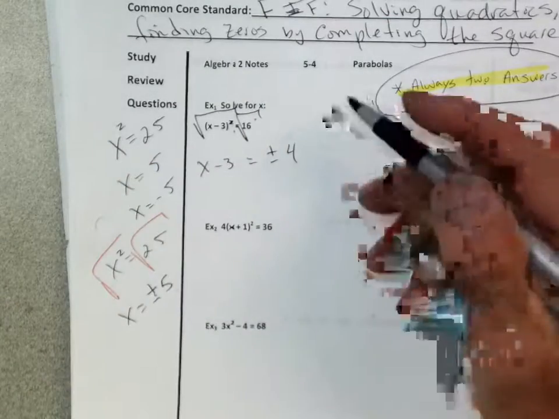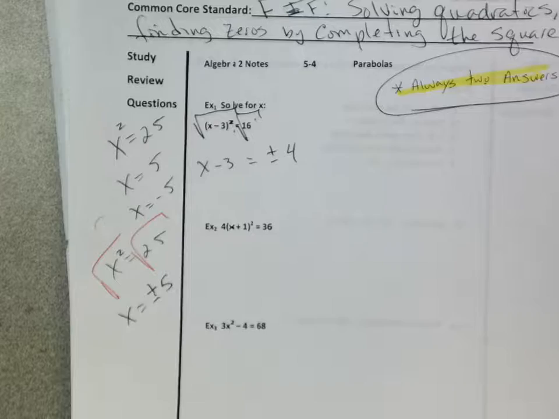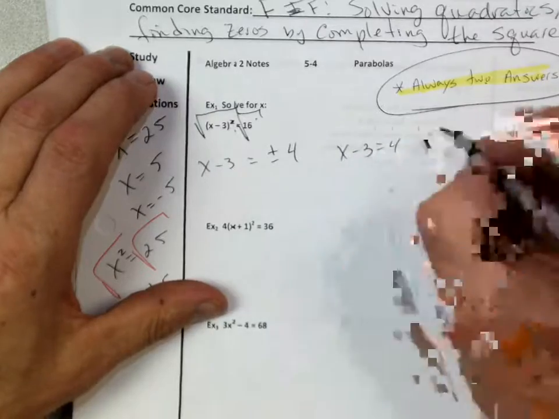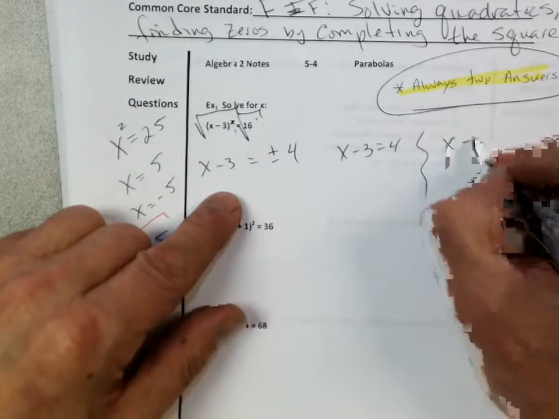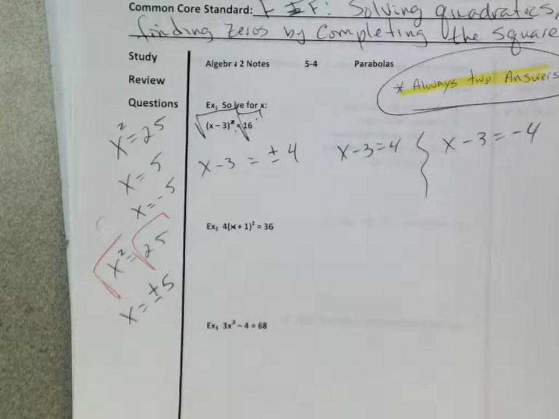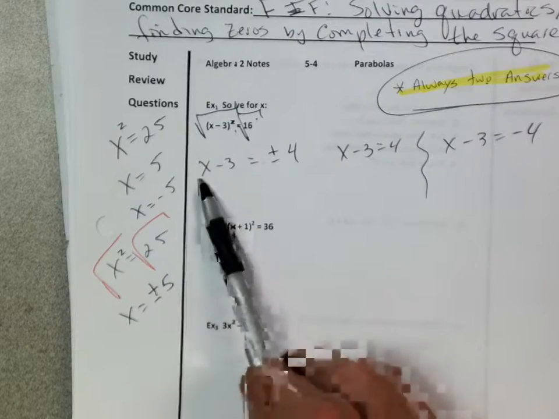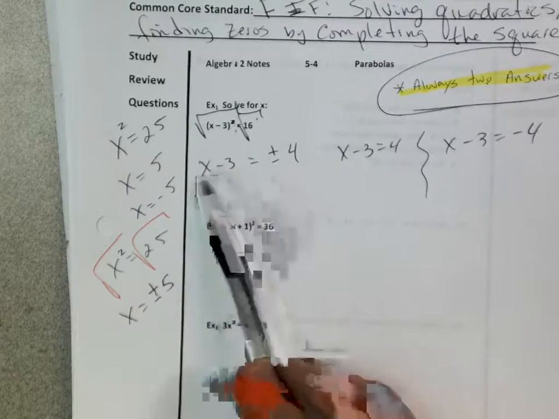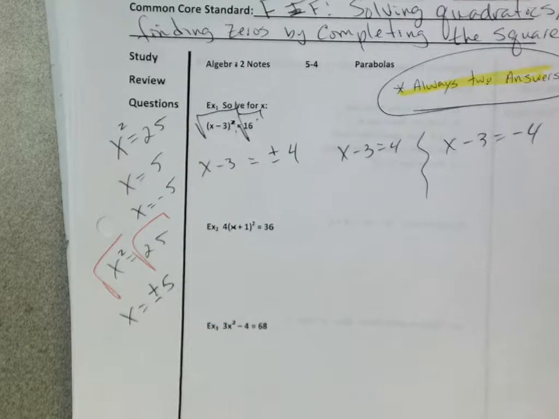It's both. So now, if I'm going to get two answers, I have to have two equations. One equation is x minus 3 equals 4, and the other equation is x minus 3 equals negative 4. I get two equations. I knew I needed two answers, so I set up two little mini equations, and then solving is easy, right?